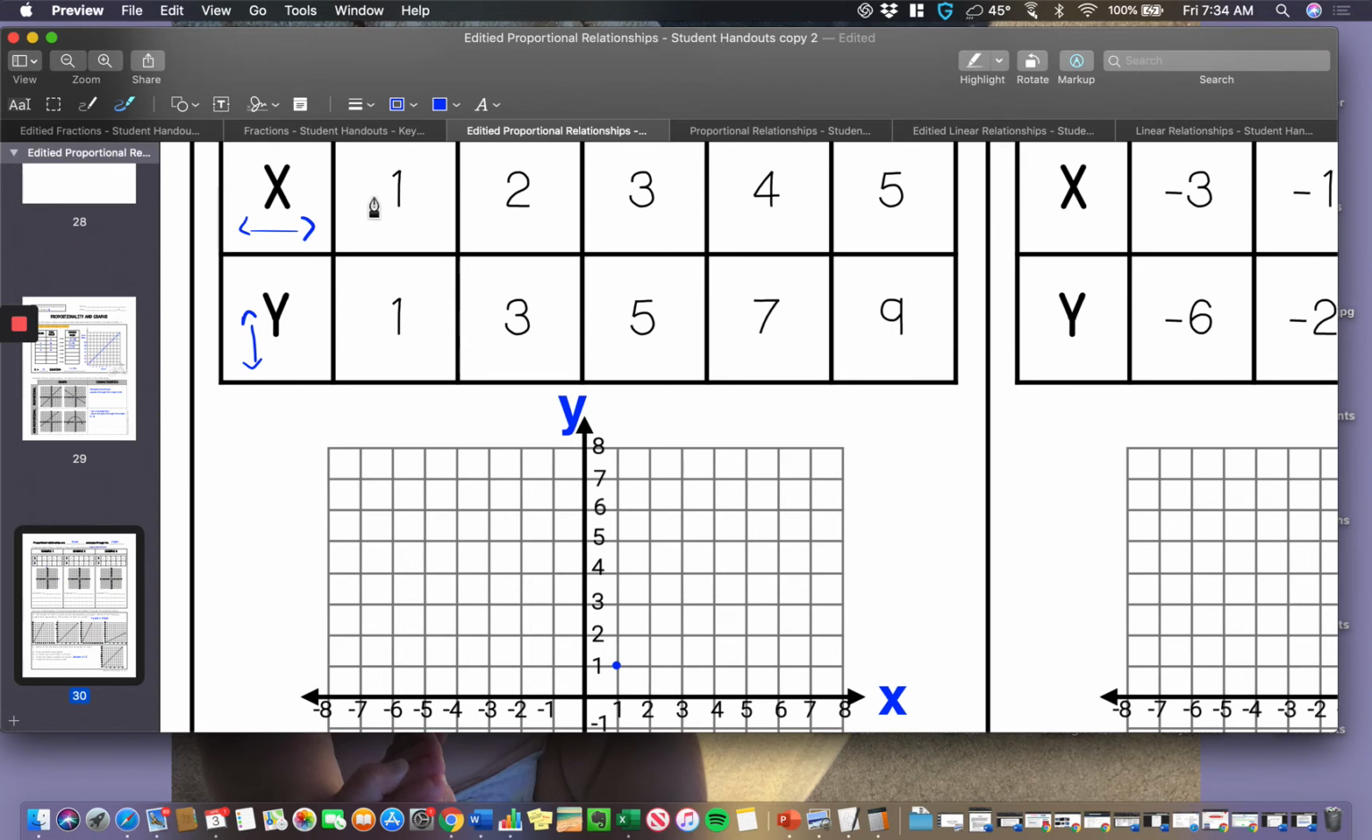All right, and then on my next coordinate, I have x is 2 and y is 3. So I have to go over 2 and up 3. And I need to plot a point right here. My next coordinate is 3 and 5. X is 3, y is 5. So I start in the middle. I go over 3 and up 5.